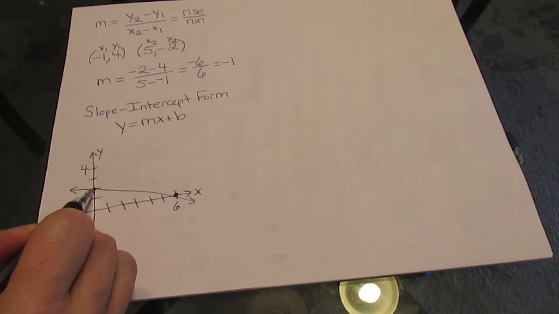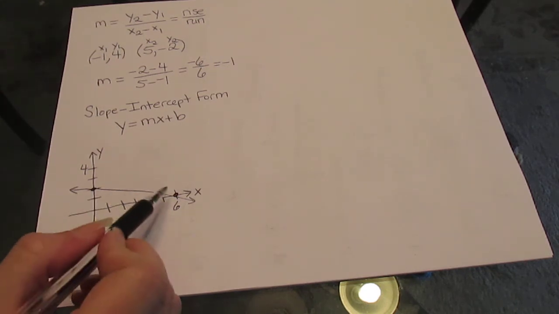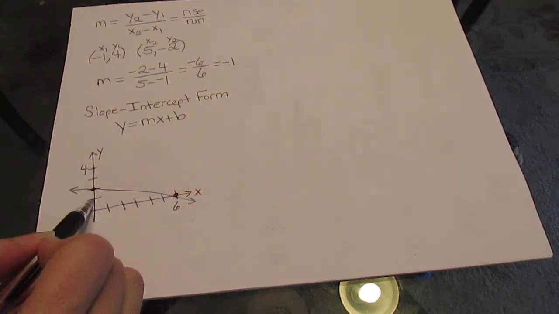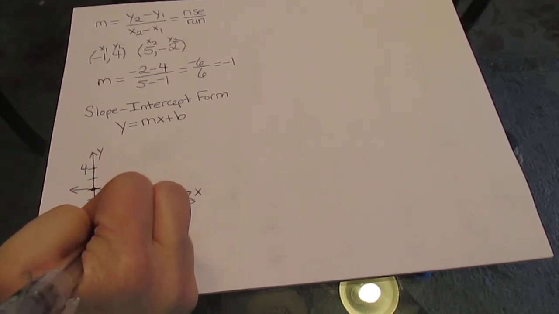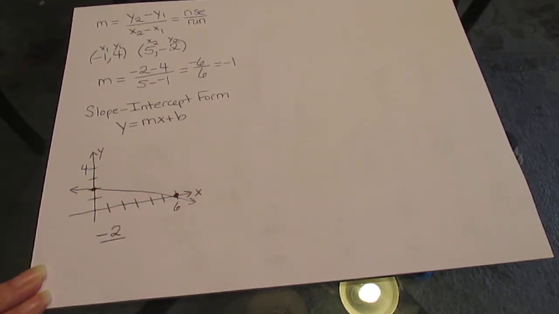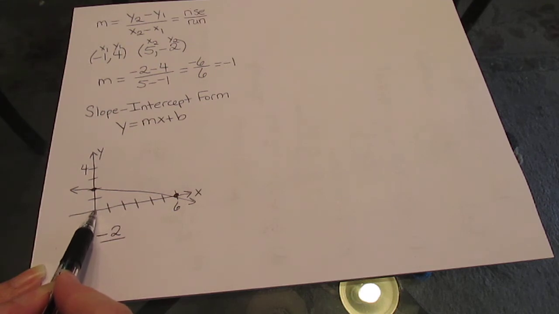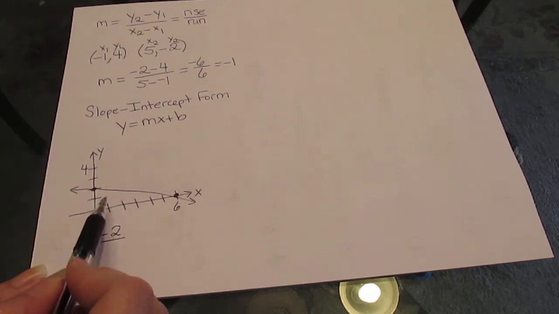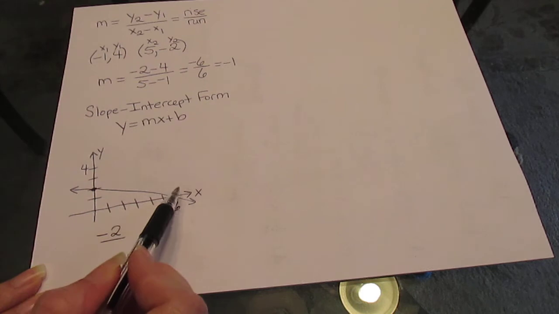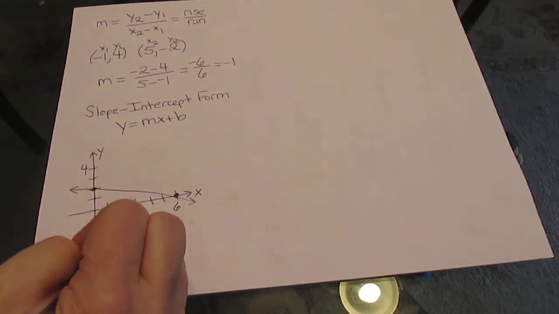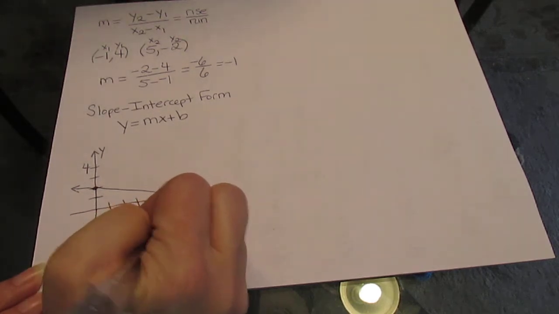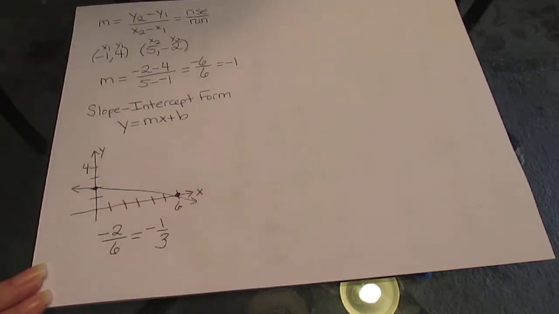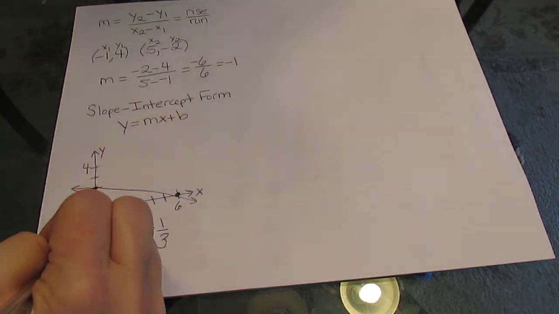So the rise is first. Well, it either goes up or down. This one's going to go down to get to the other point. So it goes down 2 spots. Since it went down, it's going to be a -2. And then it's either going to go left or right for the run. Well, it goes right 6 spots. So that means it's a +6 on bottom. And that reduces to -1/3. Okay, so we found -1/3 for the slope.